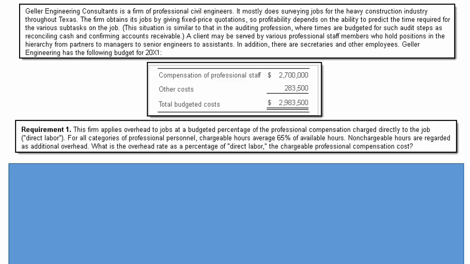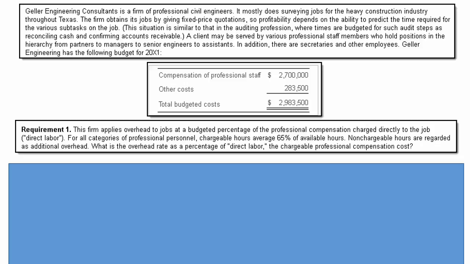The firm obtains its jobs by giving fixed price quotations, so profitability depends on the ability to predict the time required for the various subtasks on the job. Now, this situation is similar to that in the auditing profession, where times are budgeted for such audit steps as reconciling cash and confirming accounts receivable. A client may be served by various professional staff members who hold positions in the hierarchy, from partners to managers to senior engineers to assistants. In addition, there are secretaries and other employees.